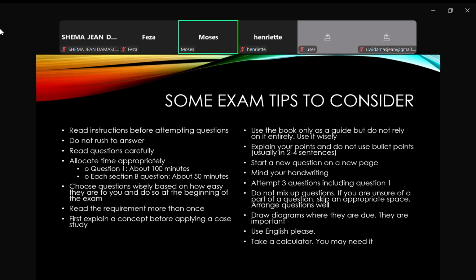In other words, each question should be attempted in 50 minutes. So that's just below 1 hour. That we review with a couple of minutes at the end to patch some missing gaps in your paper.